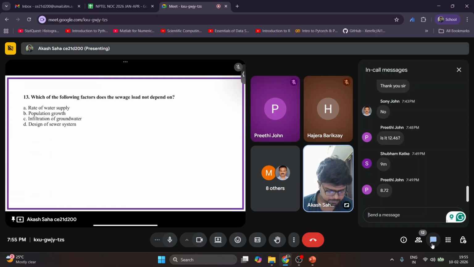Okay, next problem. Which of the following factors does the sewage load not depend on? Rate of water supply, population growth, infiltration of groundwater, design of sewer system.